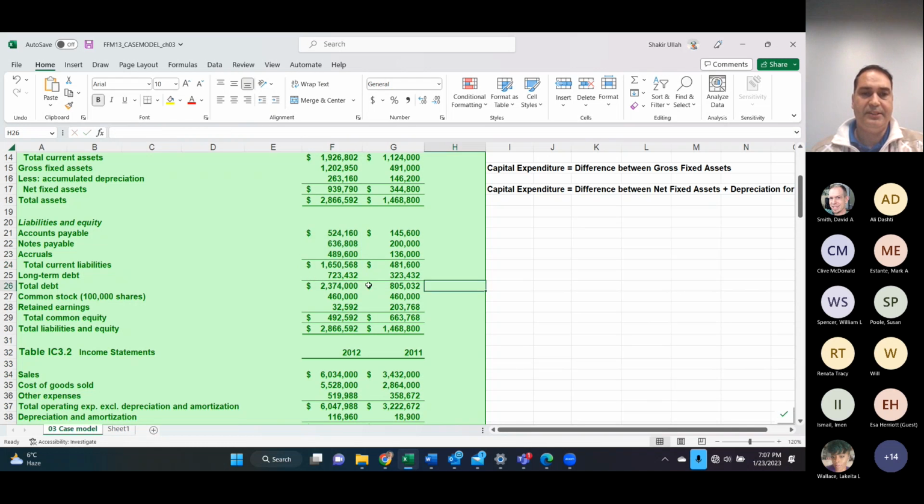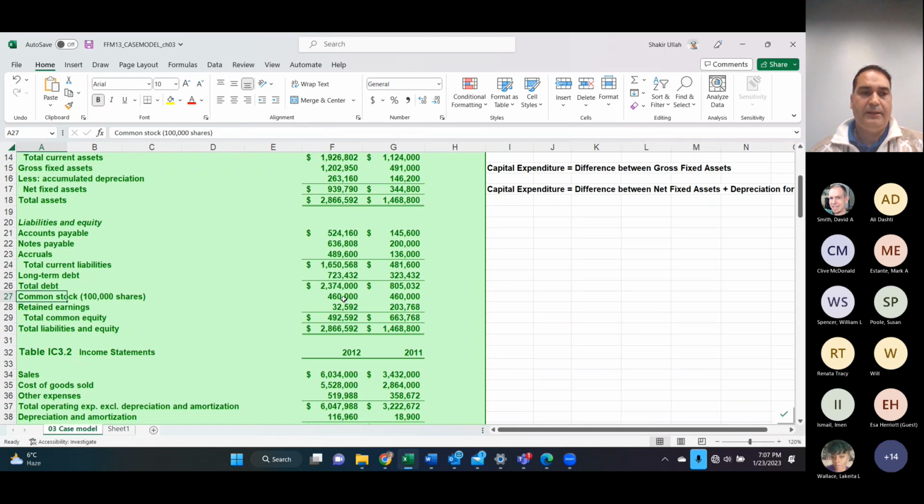Then you have long-term liabilities, which is most likely the long-term debt that you borrowed from a bank or maybe through some bonds or other sources. So that would be long-term liability. And then you have common stock, and you may have preferred stock and some others.